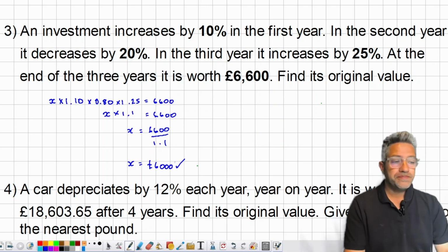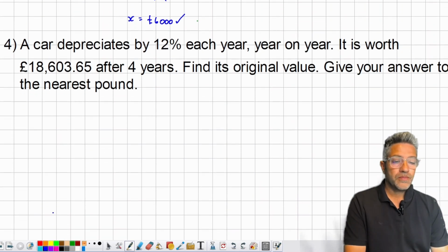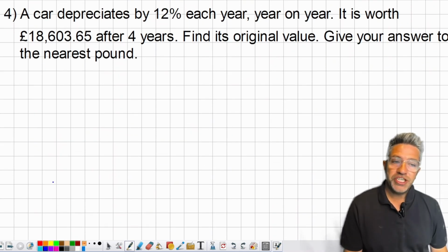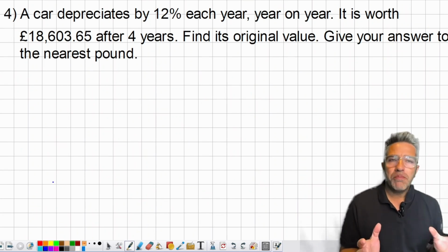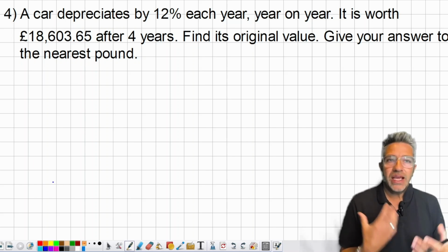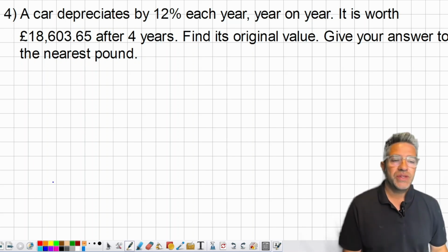Let's look at question 4. A car depreciates by 12% each year, year on year. So you may have heard of compound interest or compound decay, compound increase in some of our other videos. That's what this is. A car depreciates by 12% each year, year on year. It is worth £18,603.65, a very specific quantity there, after 4 years. Find its original value, give your answer to the nearest pound.